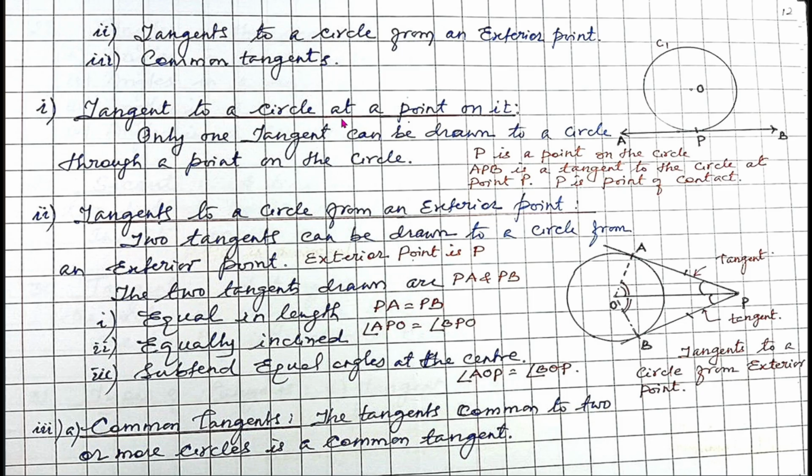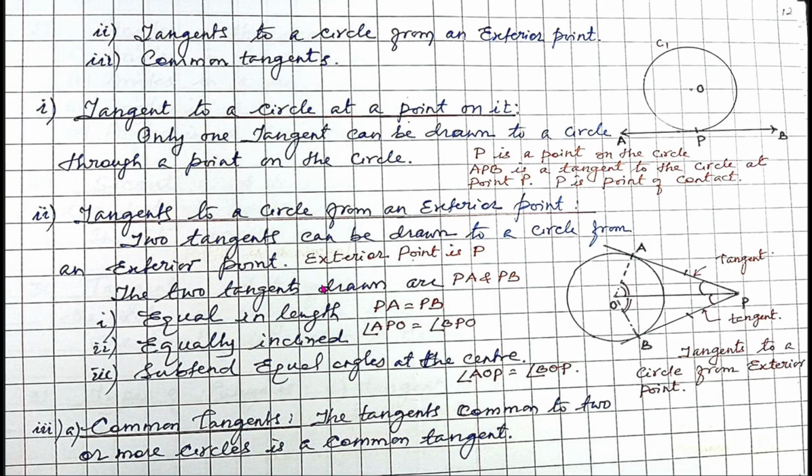The tangent to a circle at a point on it. Now we have a circle here. The point P is a point on the circle, and APB is the tangent. Only one tangent can be drawn to a circle through a point on the circle. P is a point on the circle, APB is a tangent to the circle at point P, and P is known as the point of contact.